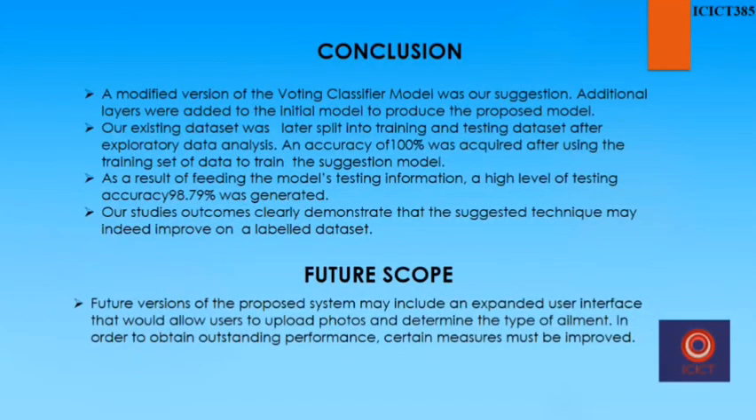As we move into the conclusion, a modified version of the voting classifier model is our suggestion. Additional layers are added to the initial model to produce the proposed model. Our existing data was randomly split into training and testing data after exploratory data analysis. As a result of feeding the model testing information, a high testing accuracy of 98.79 has been generated. Our study's outcome clearly demonstrates that the suggested techniques may indeed improve on the labeled data.